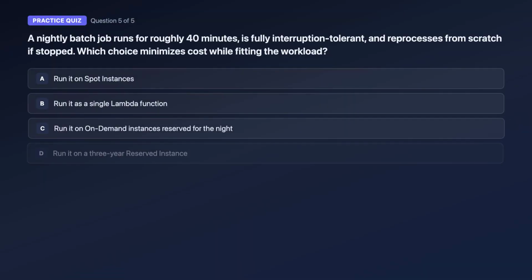Question 5. A nightly batch job runs for roughly 40 minutes, is fully interruption tolerant, and reprocesses from scratch if stopped. Which choice minimizes costs while fitting the workload?